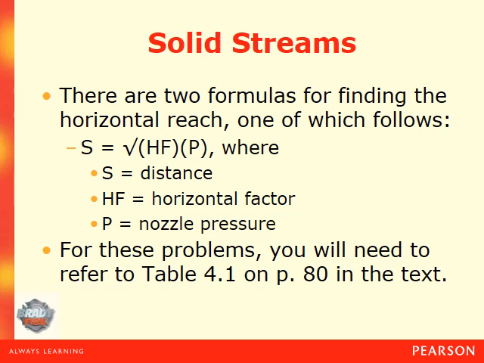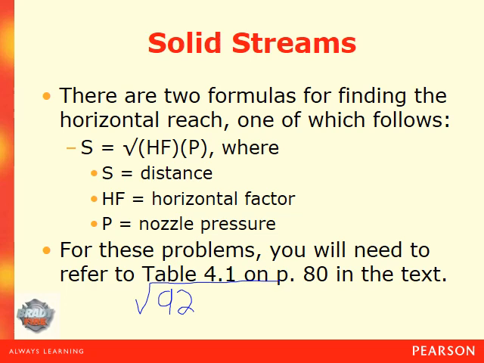So distance, S, is what we're solving for. So S equals the square root of our horizontal factor times pressure. The horizontal factor we will get off of pages 80 and 81. So we used a 1.25 inch tip. The horizontal factor is considered to be 92. I do not expect you to remember the horizontal factors.